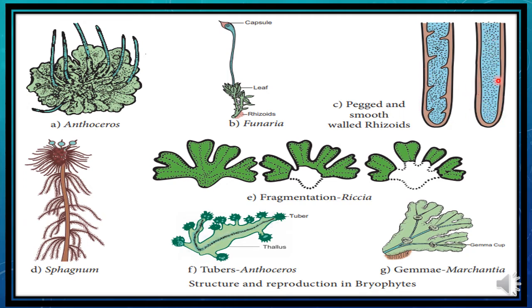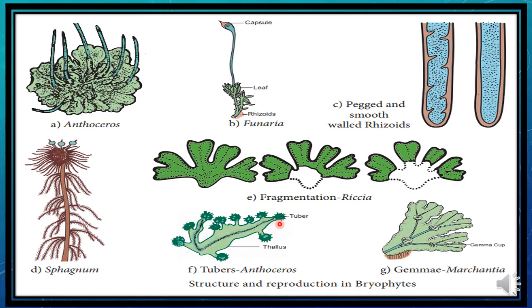Both are seen in the bryophytes, and this is a fragmentation process in Riccia, which is asexual reproduction. Here, the vegetative structure gets fragmented. It is cut into pieces, and each fragment is capable of producing a new offspring. So this process is called fragmentation, and it comes under asexual reproduction. And asexual reproduction can also take place by tubers. This tuber elongates and is cut into fragments and develops into new offspring.